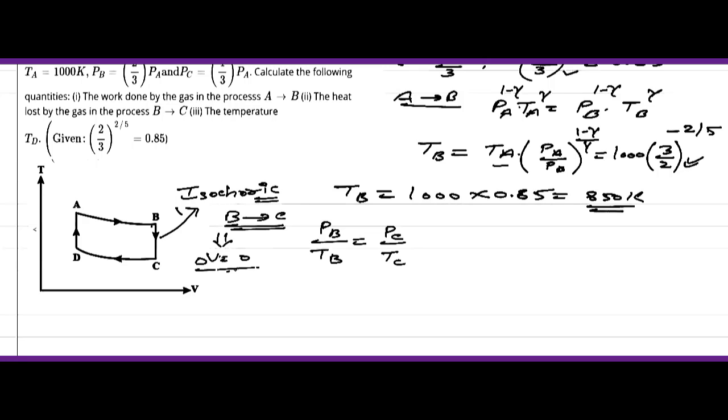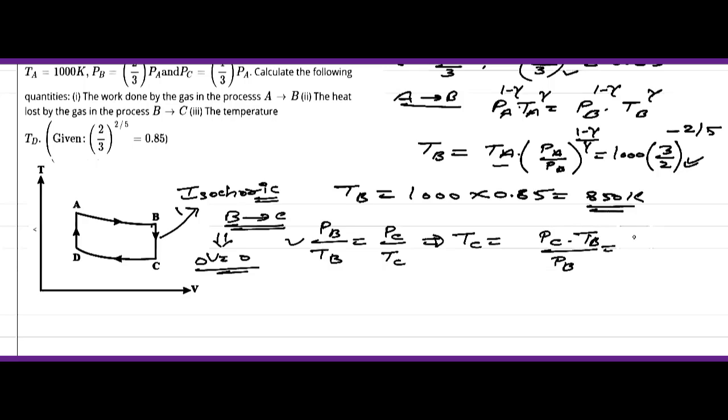In an isochoric process, the change in volume must be equal to 0. So by the ideal gas equation, we can write PB/TB = PC/TC. So we can find TC from this equation. TC is equal to PC times TB divided by PB.